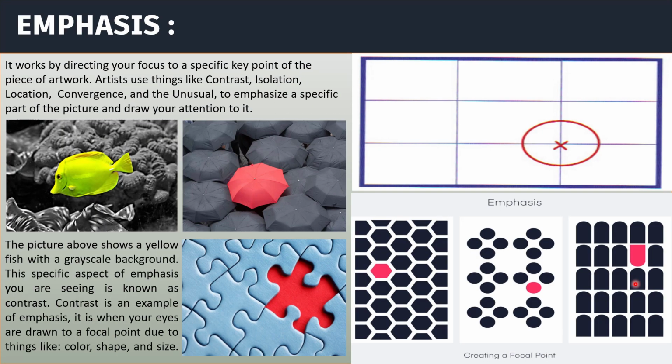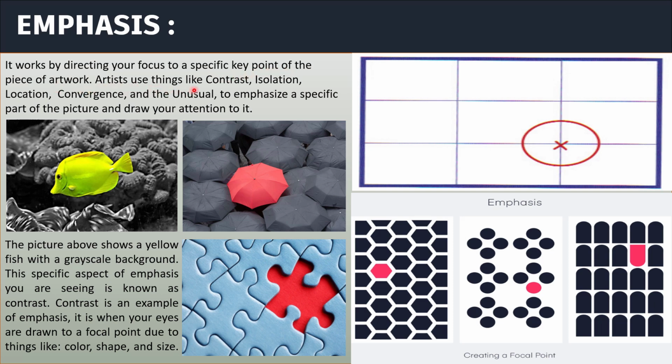Then we have emphasis. It works by directing your focus to a specific key point. This is your key point over here. If you have any composition going on here, and if you leave the negative space with some sort of object or shape, two-dimensional shape, it will create an emphasis on this particular area. So it works by directing your focus to a specific key point of the piece of artwork.